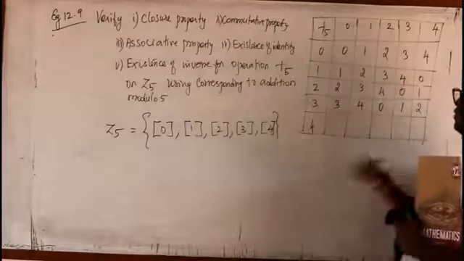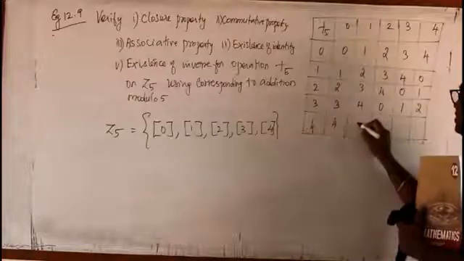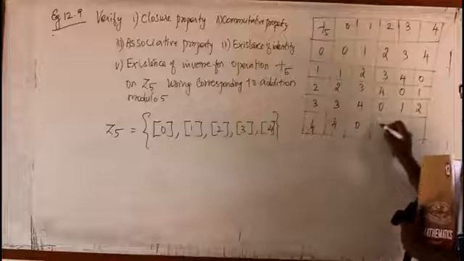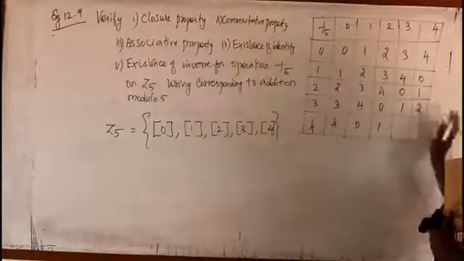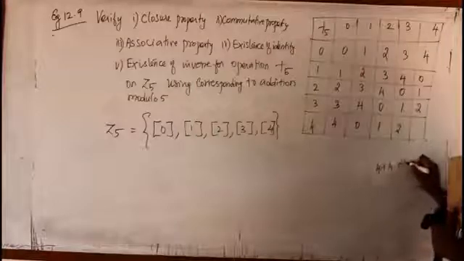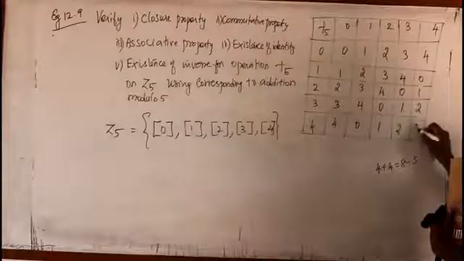Similarly, 4 plus 0, 4. 4 plus 1, 5. So if you remove 5, 0. 4 plus 2, 6. If we remove 5, it will become 1. 4 plus 3, 7. Remove 5, 2. 4 plus 4, 8. Remove 5, you will get 3. So this is the answer.